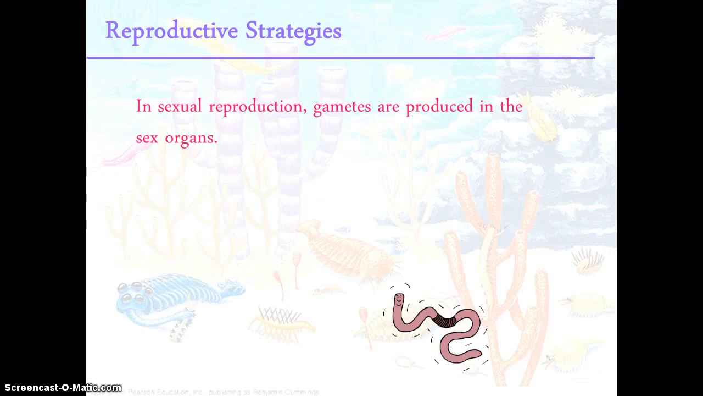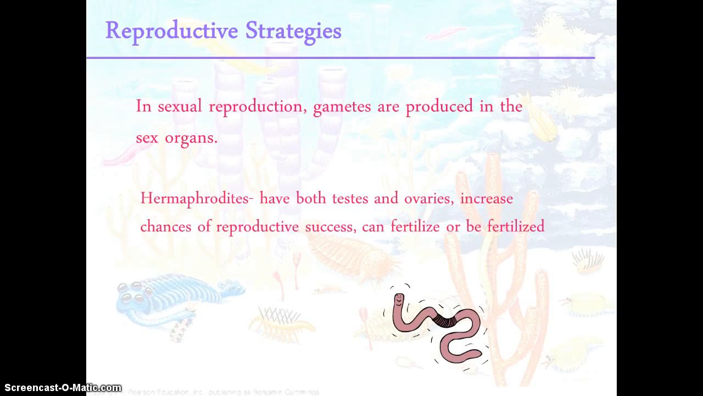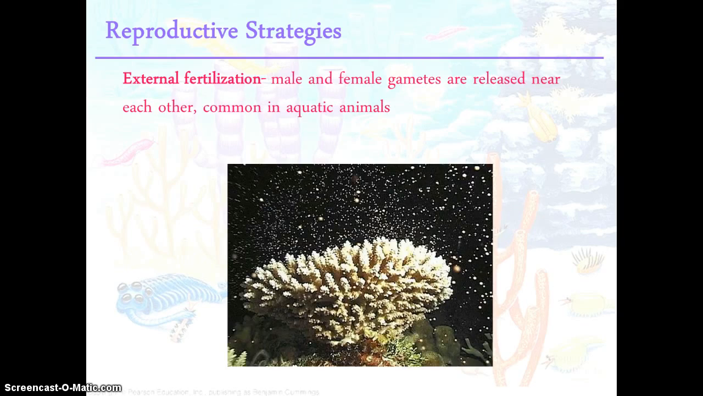Now, reproductive strategies. Sexual reproduction is the reproductive process that all animals go through. Gametes will be produced, male and female gametes. There can be certain types of animals, some simple animals, that could be considered hermaphrodites, where one organism will have both testes and ovaries. Now, external fertilization. There are some of our simple animals especially that are going to use external fertilization, not internal fertilization.